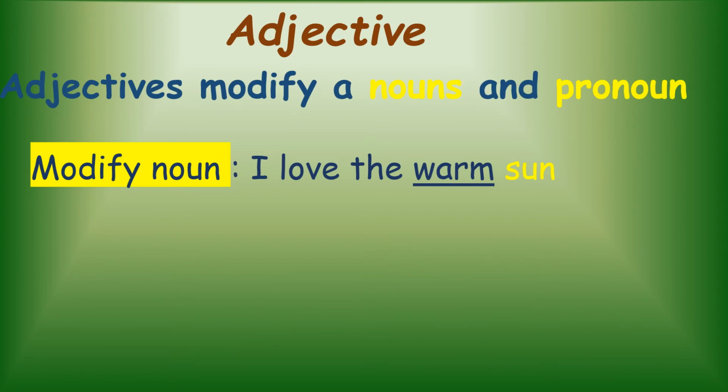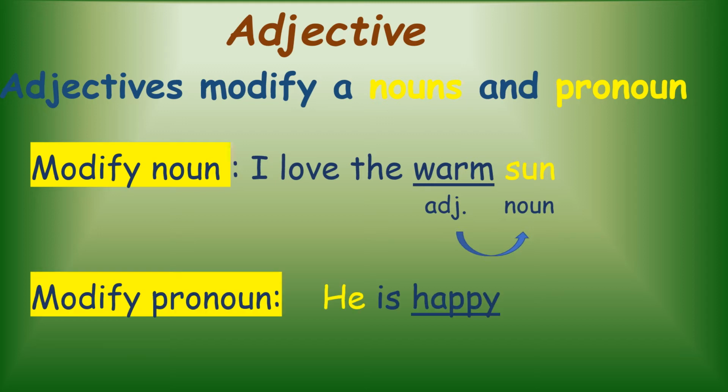Adjectives modify a noun. Example, I love the warm sun. Here, warm is an adjective because it modifies the noun sun. Adjectives can also modify pronouns. Example, he is happy. Happy is an adjective because it modifies the pronoun he.